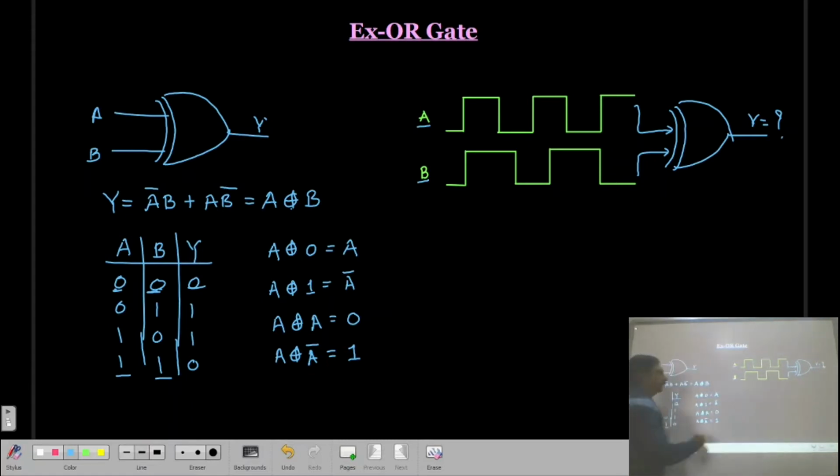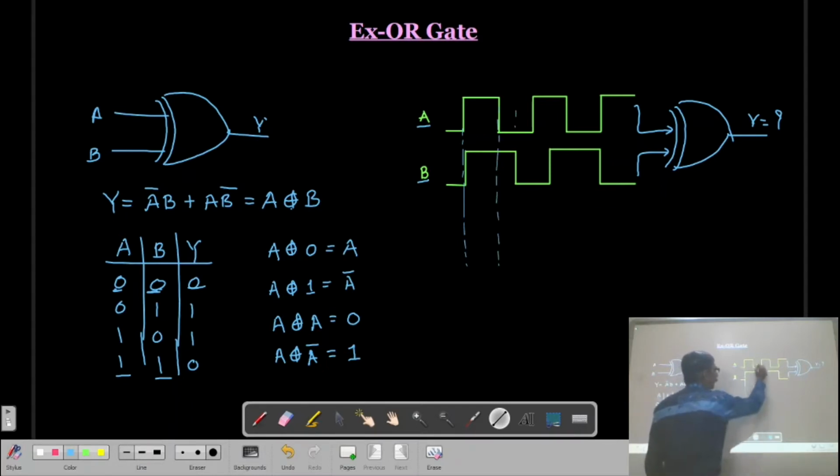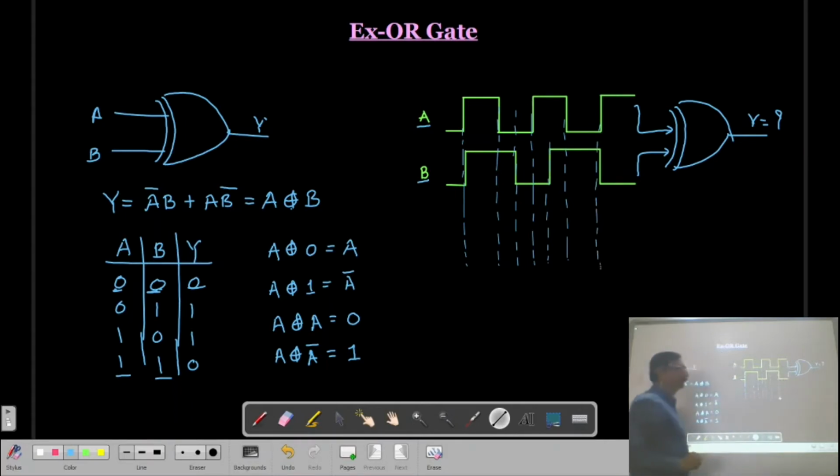To draw this waveform, we will divide it at different times, marking the inputs. Once you make this marking, it will be very easy to draw the waveform.